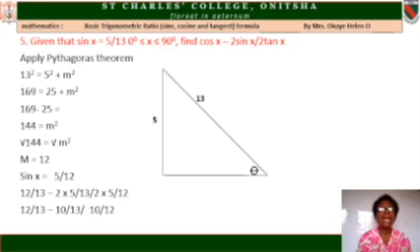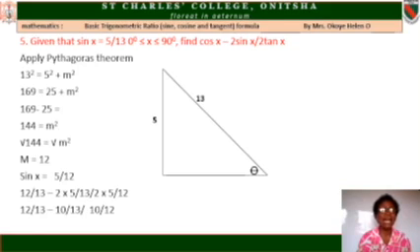We apply Pythagoras theorem. 13 squared is equal to 5 squared plus m squared. 13 times 13 is 169, equal to 5 times 5, 25, plus m squared. The additive inverse of 25 is minus 25. 169 minus 25 is 144, equal to m squared. We take the square root of both sides, m equals 12.